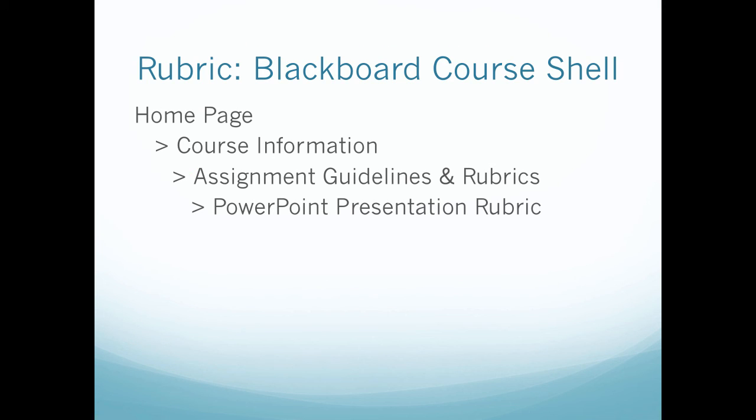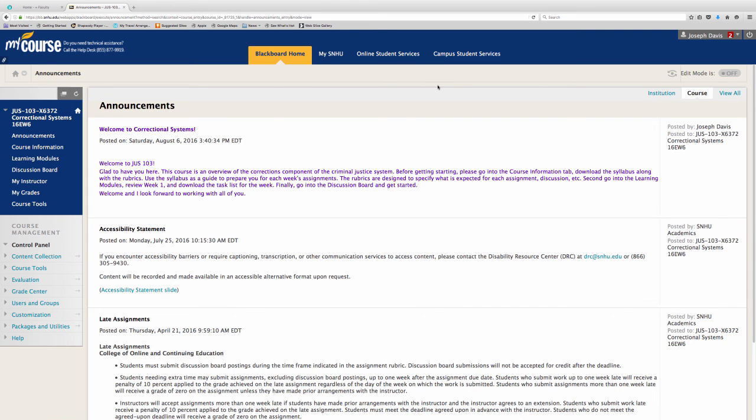Where are we going to find this assignment? Well, we're going to go to the Blackboard course shell. We're going to go to the home page. We're going to click on course information. We're going to click on assignment guidelines and rubric. And then we're going to click on PowerPoint presentation, which is what we're going to do right now.